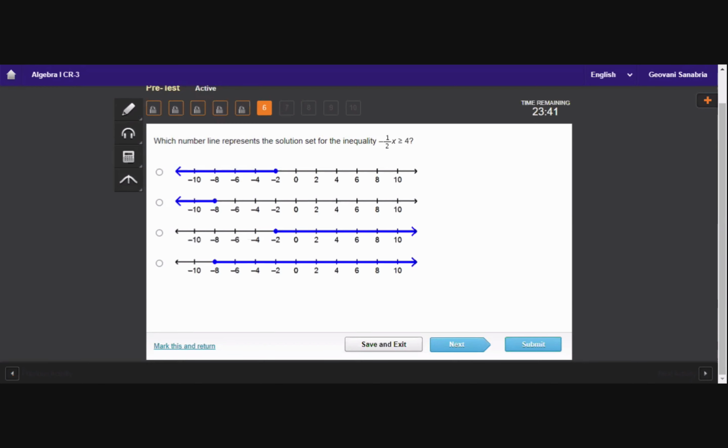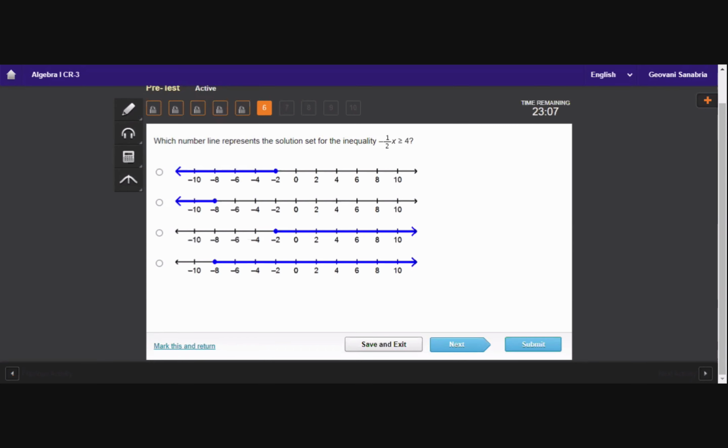Yeah, divide. And it's a negative 0.5 that's right next to the x. So we're dividing by a negative. What does that mean you have to do? You flip the greater than or equal to a less than or equal to. Oh, okay. That's confusing too.